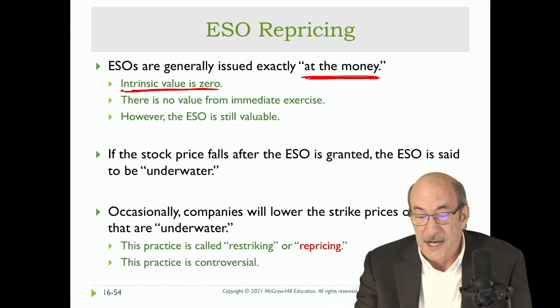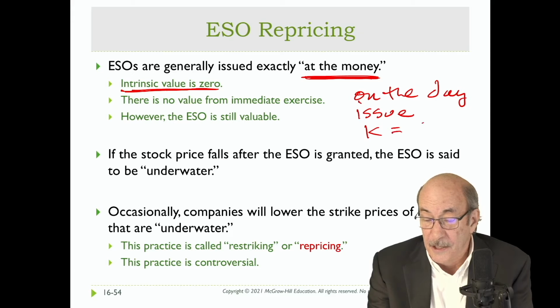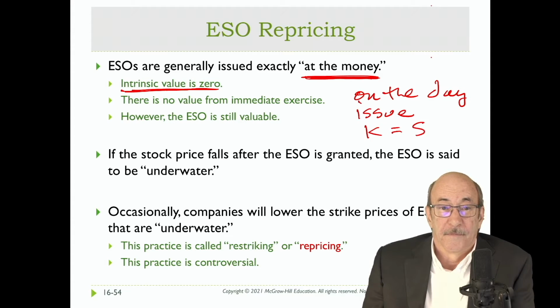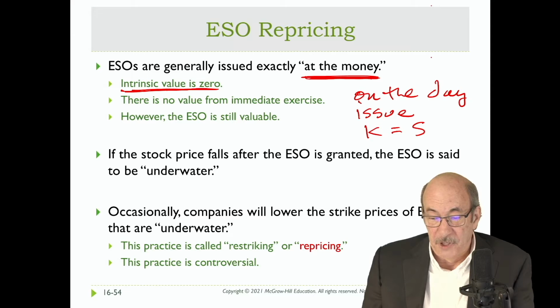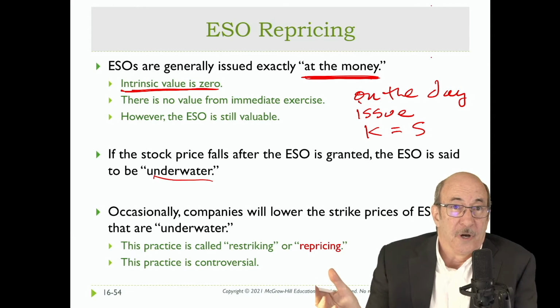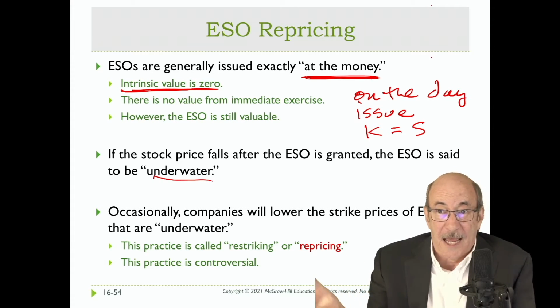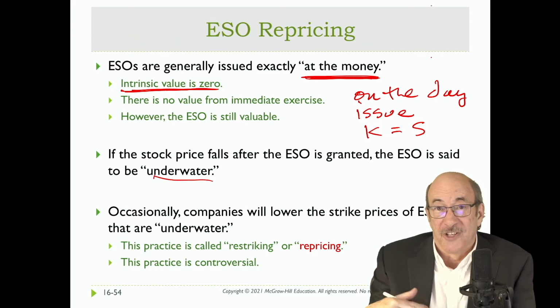So by granting at the money on the day of issue, K is set equal to S for that particular day, the closing price. If I grant them today, I would look at the closing price today for that stock, and I would set the exercise price to that price. Now, the problem with this is that if the price drops, then all of a sudden the intrinsic value of these things, if we were to do S minus K, actually becomes negative. But of course, the executive would just not exercise it.